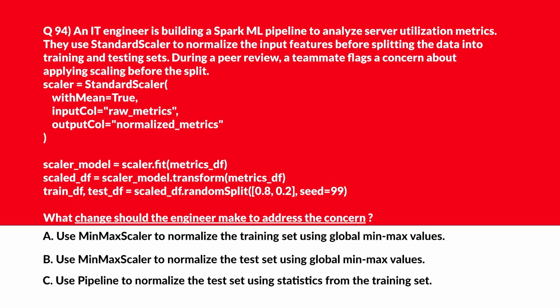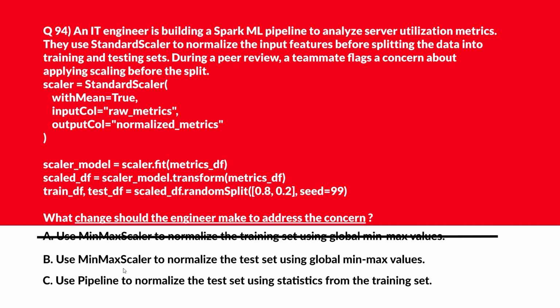All right, now let's look at this. So this is all again about coding. This will test your concepts on coding. Option E says use min-max scalar to normalize the training set using global min-max values. Global values introduce leakage from test data into training logic. Hence incorrect. Let's move to option B.